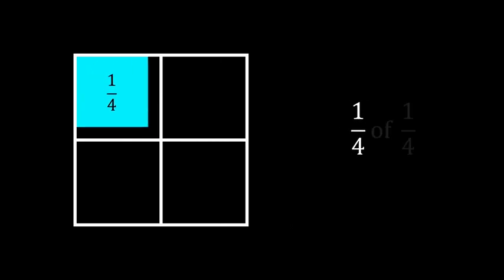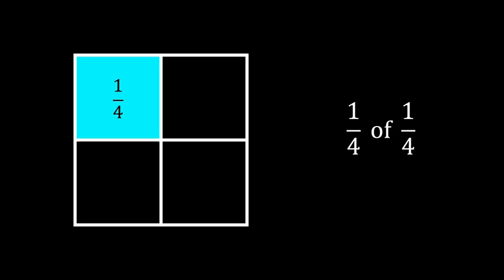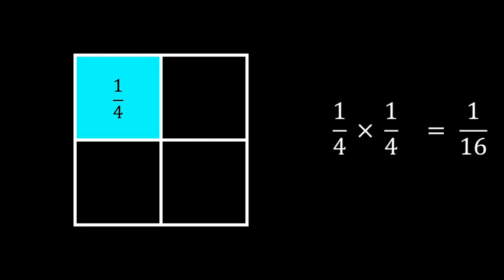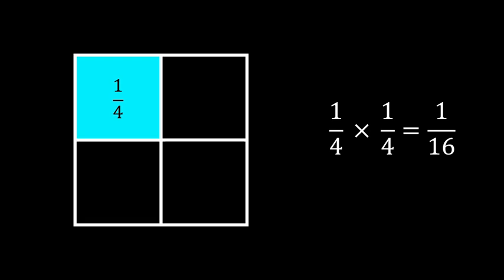Geometrically, what have we done? We've found a quarter of a quarter, and the way you calculate a quarter of a quarter is simply 1/4 multiplied by 1/4 equals 1/16. That's the idea behind multiplying probabilities, and it works for any probabilities, not just neat fractions.